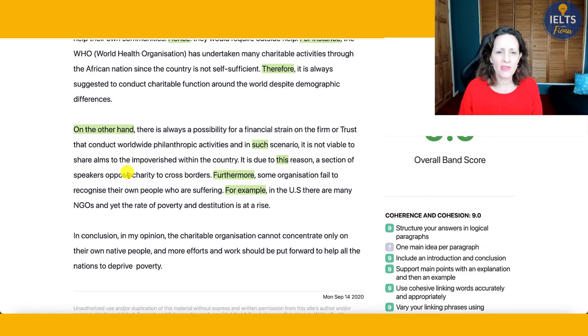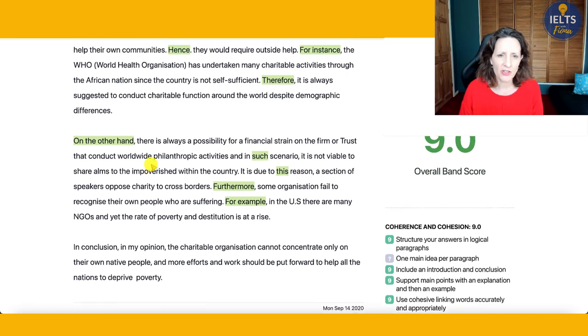So there's lots of things coming up here. On the other hand, there's always a possibility for a financial strain on the firm or trust. Capital T is not needed. That conduct worldwide philanthropic activities in such scenarios, plural, or such a scenario, should be full stop. New sentence, here's a run on sentence. It is not viable to share arms. Okay, so this is an old fashioned word for charity, so it looks like something you got out of the thesaurus. To the impoverished is a good word.